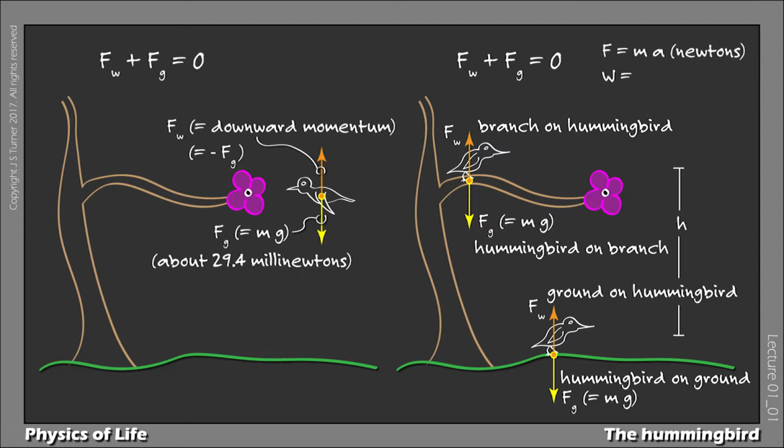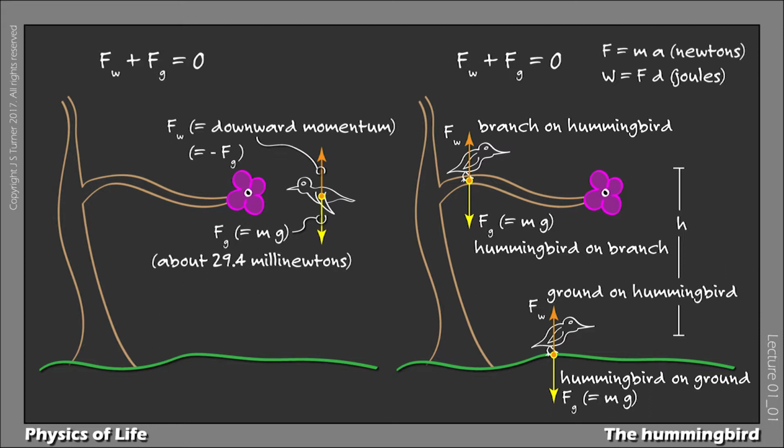Work is the product of force times distance moved. In SI units, work is expressed in joules. Work is also a form of energy. If our hummingbird falls some distance h out of its tree, gravity has done work on the hummingbird's body, and thanks to this formula, we can quantify that quite precisely.